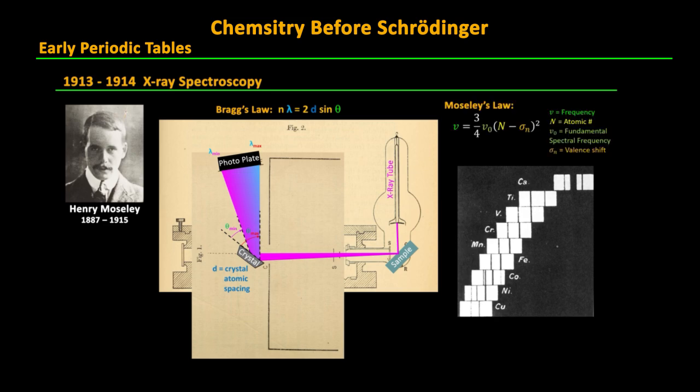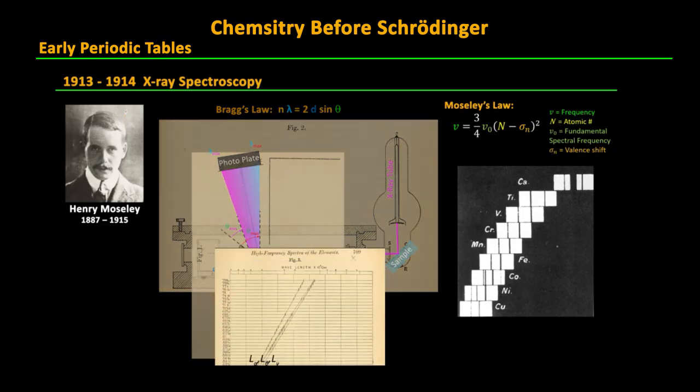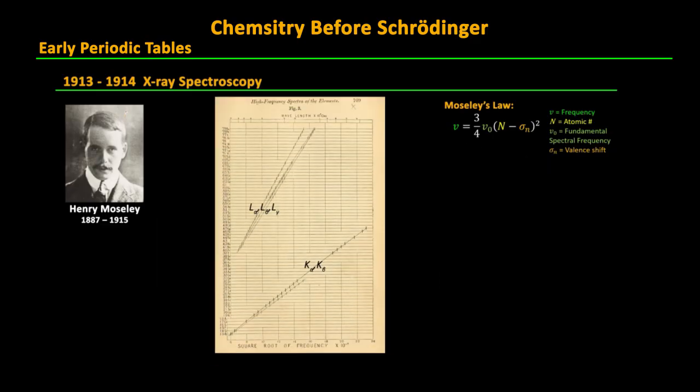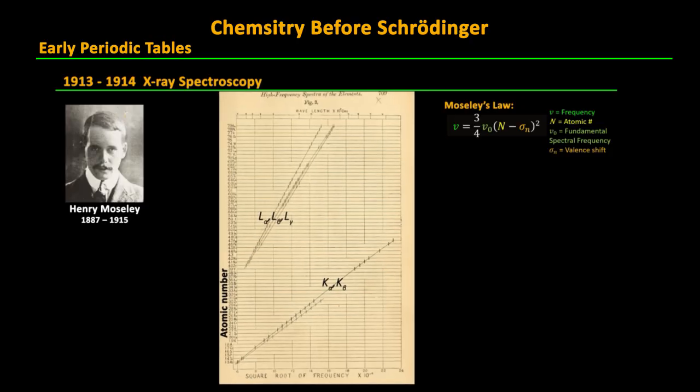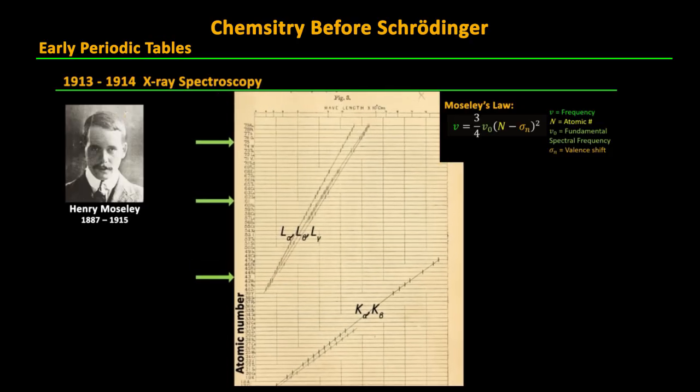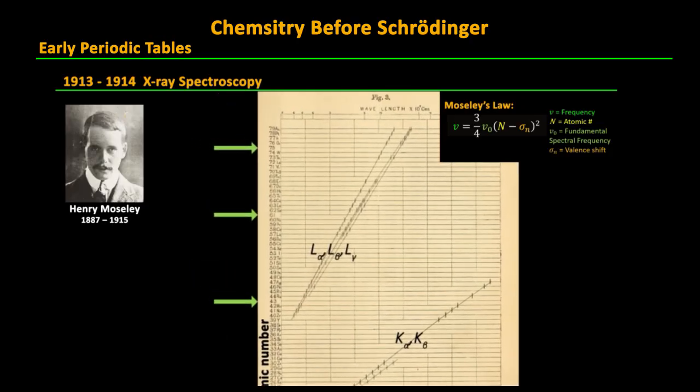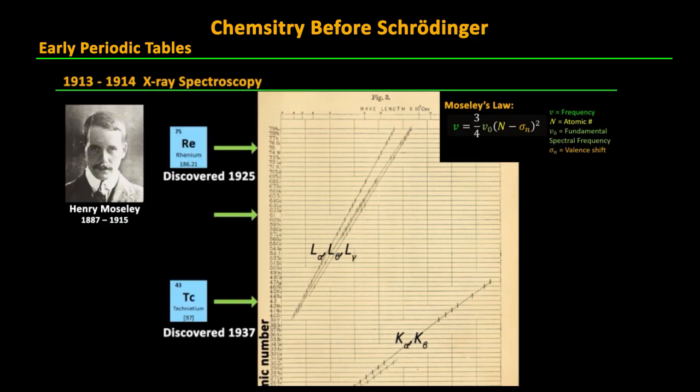Moseley's spectroscopy work directly measured the nuclear charge of most of the known elements up to that of gold at atomic number 79, predicting new elements that were missing at atomic numbers 43, 61, and 75. In 1925, rhenium was confirmed to exist at atomic number 75, but it took more than 2 decades to discover technetium at 43 and promethium at 61, which have no stable isotopes.